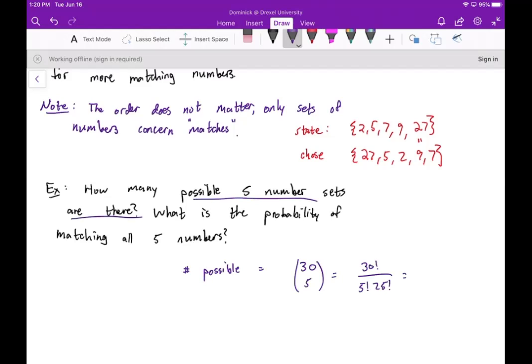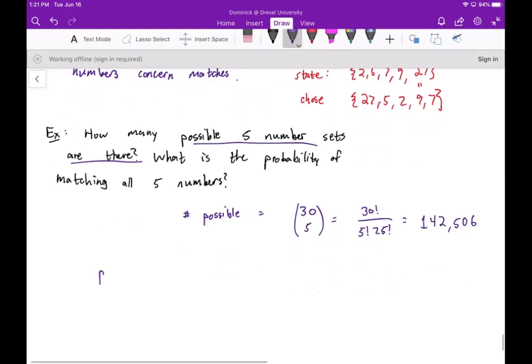Let's just calculate this really quick, just so we have a number here. I should have this on my calculator. So let's say I want to do 30 choose 5, and that will give us 142,506 possible number sets.